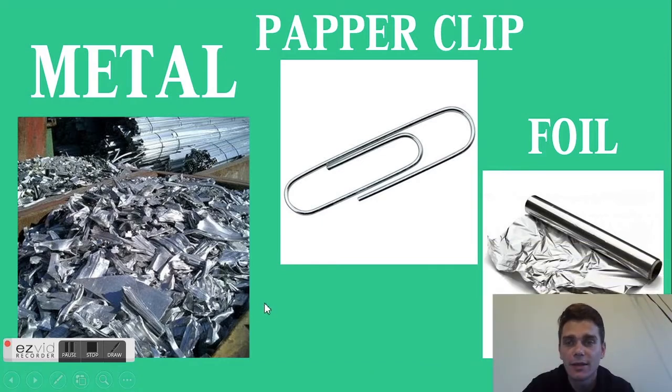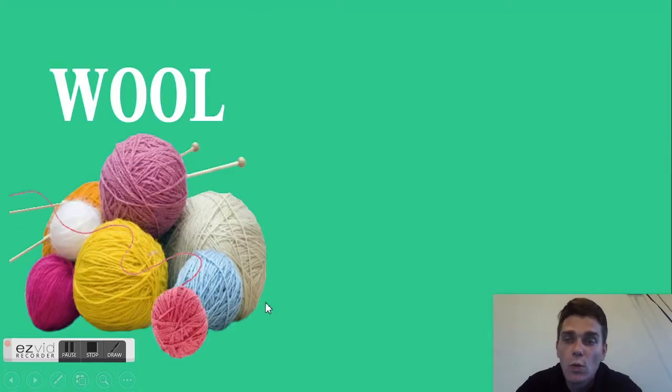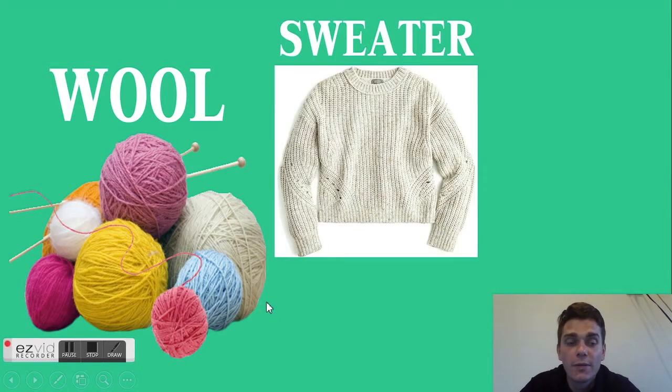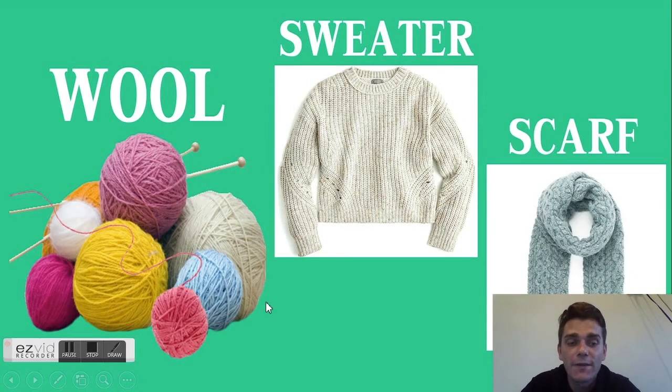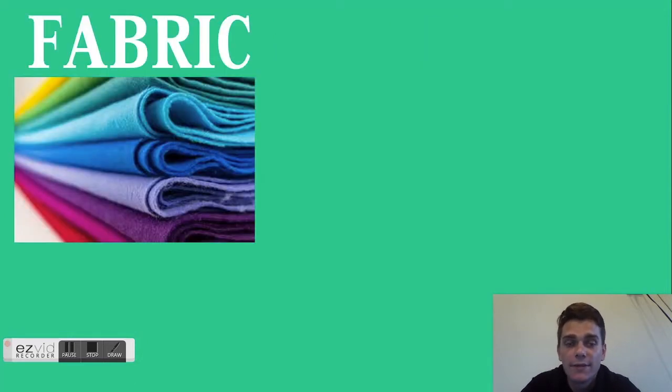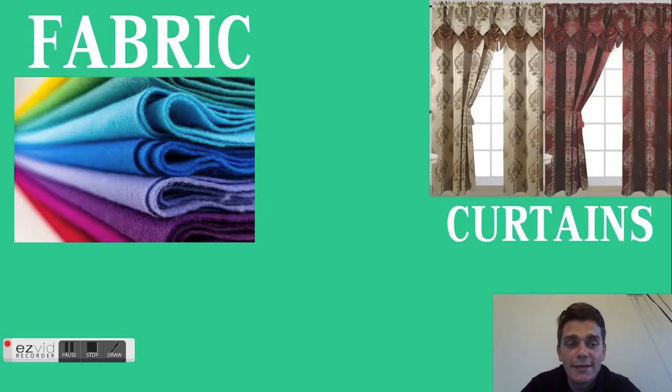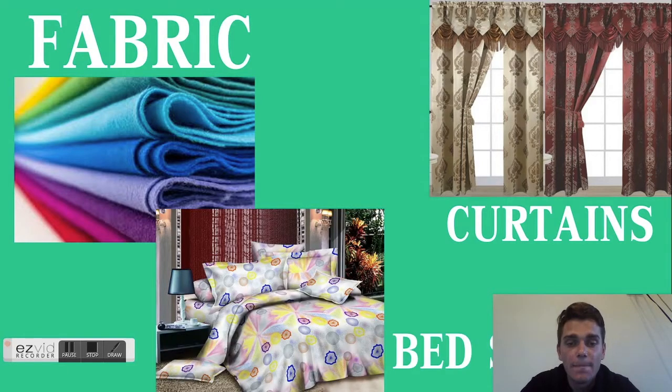Okay. Next one. What is it? Wool. We make sweaters from wool. And scarves. Warm clothes are made of wool. Alright? What is it? Fabric. We make curtains from fabric. Curtains. And bed sheets. Repeat after me. Bed sheets. Okay?